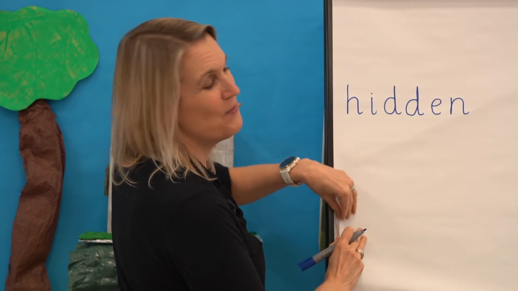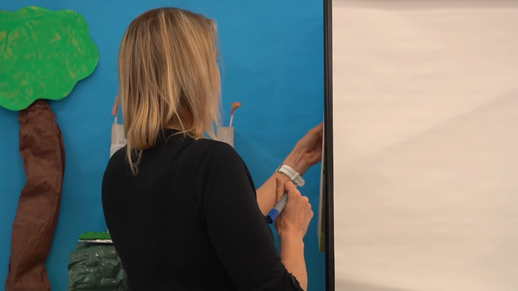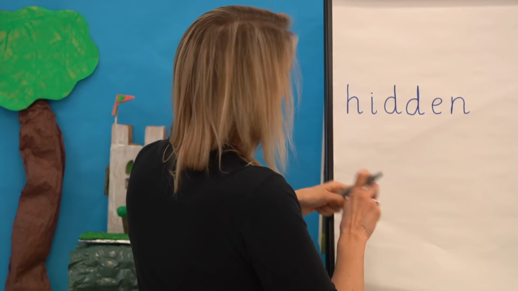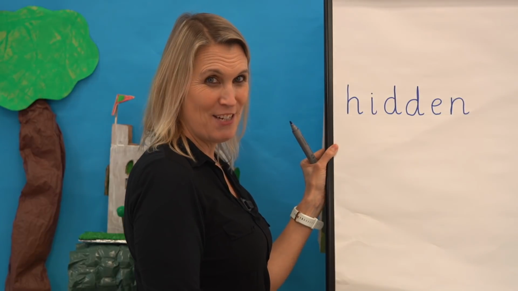Okay, let's hide the word. Your turn. Say the word. Say the sounds. And write them down. And don't forget the digraph. Two letters, one sound. Are you ready? A bit longer, that one. Shall we check our spelling? Show me your spelling. Let's check mine. Hidden. Did you get it right?